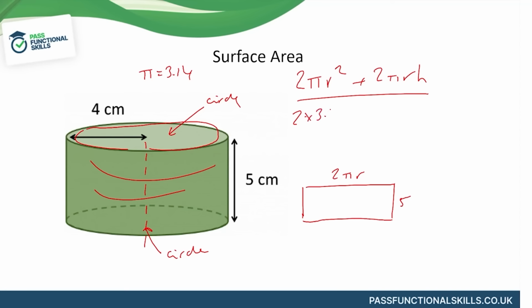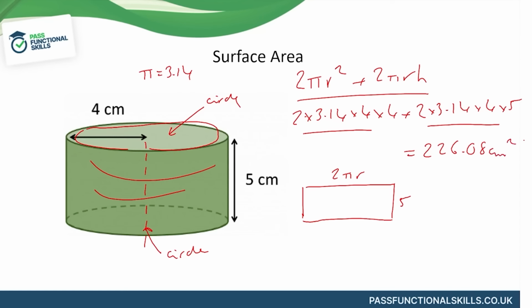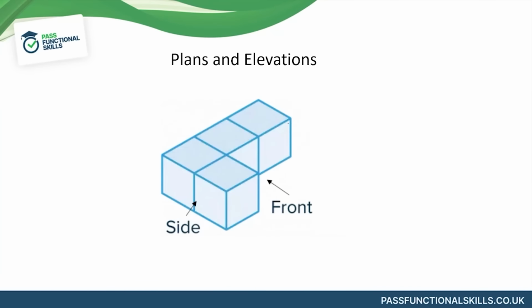2 times 3.14 times 4 times 4 plus 2 times 3.14 times 4 times the height, which is 5. And again, you can work these bits out separately and then add them together, or type it straight into your calculator, because most good calculators will use BIDMAS. So 2 times 3.14 times 4 times 4 plus 2 times 3.14 times 4 times 5, and that comes to a grand total of 226.08 square centimetres.